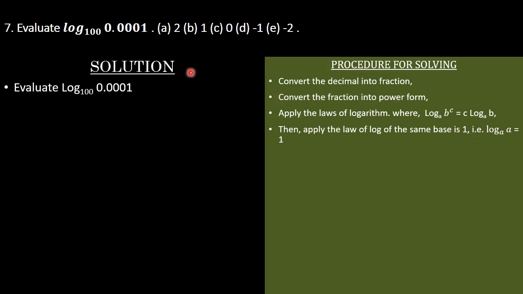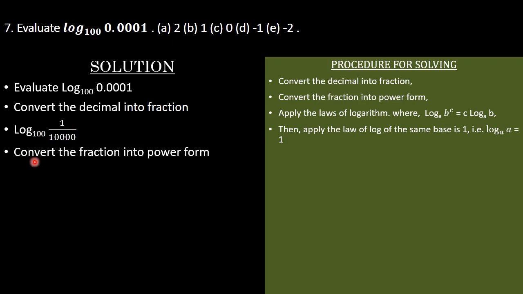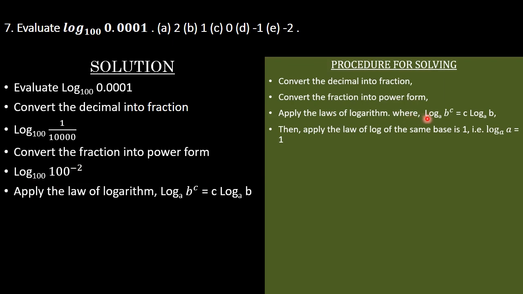We are going to convert this decimal into fraction. We are going to have log 1 over 10,000 base 100. Then convert the fraction into power form, that is log 100 to power minus 2 base 100. Now let's apply the law of logarithm where log b raised to power c base a is equal to c log b base a. We now have minus 2 log 100 base 100. Therefore, minus 2 multiplied by 1, this is the log of the same base, so it is equal to 1. Minus 2 multiplied by 1 is equal to minus 2.